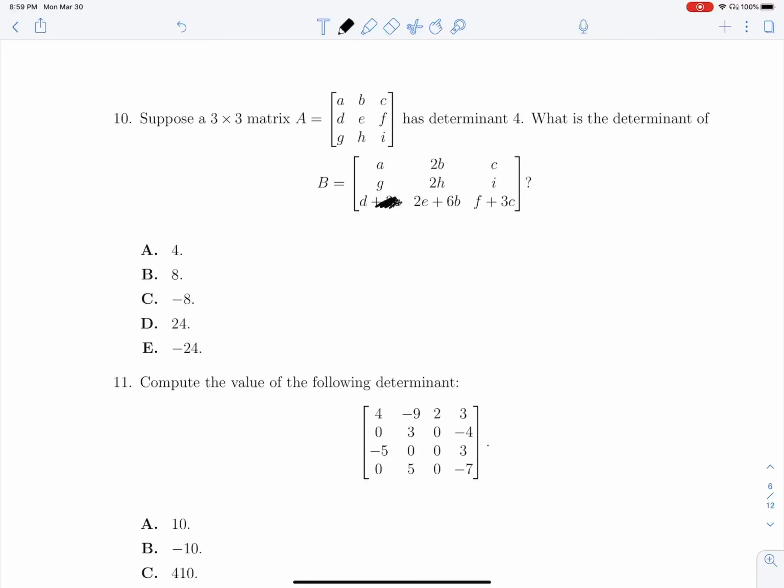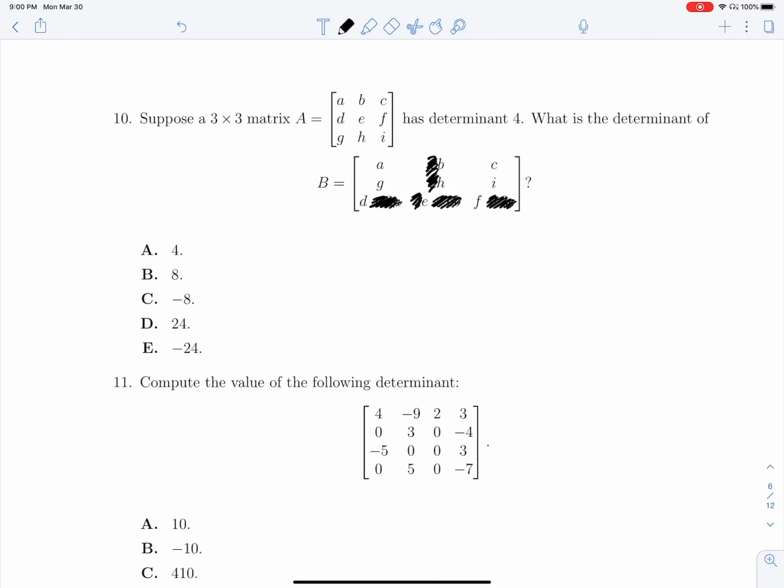We see that they've added a row to another row here, and we know that that will have no impact on the determinant whatsoever. So we can actually just get rid of that right off the bat, and the determinant of B will not have changed. We see that they've multiplied a column by 2. So we know that in order to get from A to B, our determinant must have been multiplied by 2.